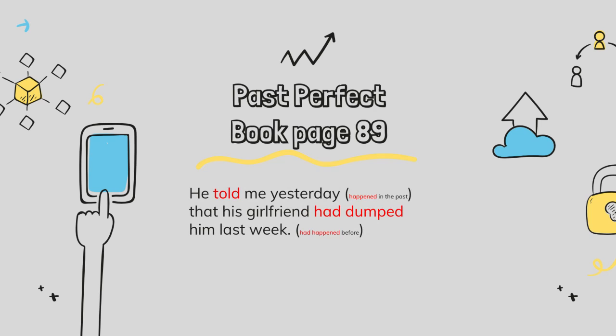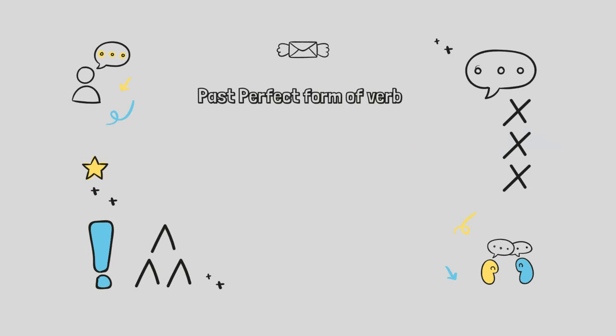Example: He told me yesterday that his girlfriend had dumped him last week. The last week is before the yesterday, so the had dumped is past perfect. And he told me yesterday is past simple. And you know, I always ask you, what do you have to do with the verb? Past perfect is had plus past participle.